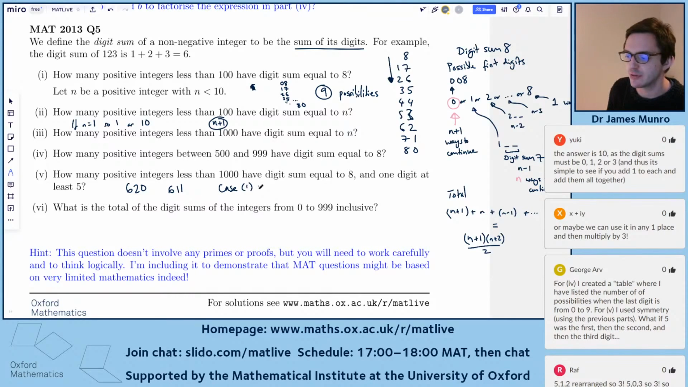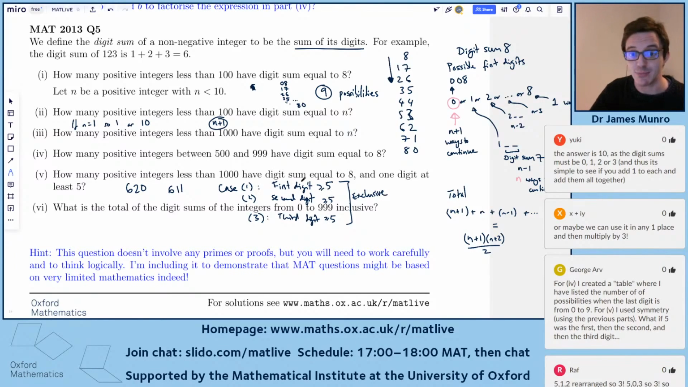Case 1, first digit big. Case 2, second digit. And case 3, third digit at least 5. And these are mutually exclusive, because you can't have 2 of these cases, otherwise your digit sum is absolutely huge. It would have to be about 10 or something big like that, and the digit sum is 8.